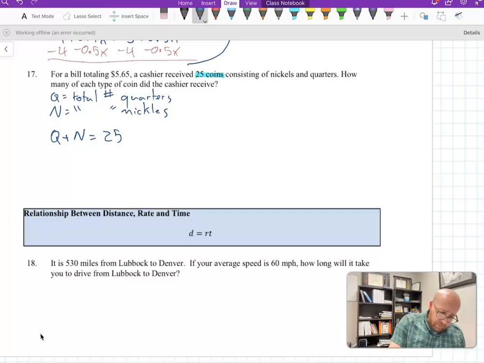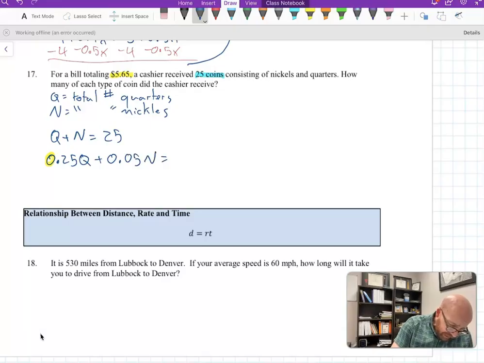What else do we know? We also know that if we were to look at the total of all these quarters and nickels, it would total up to $5.65. So that means that 0.25 times the number of quarters plus 0.05 times the total number of nickels has got to equal $5.65.